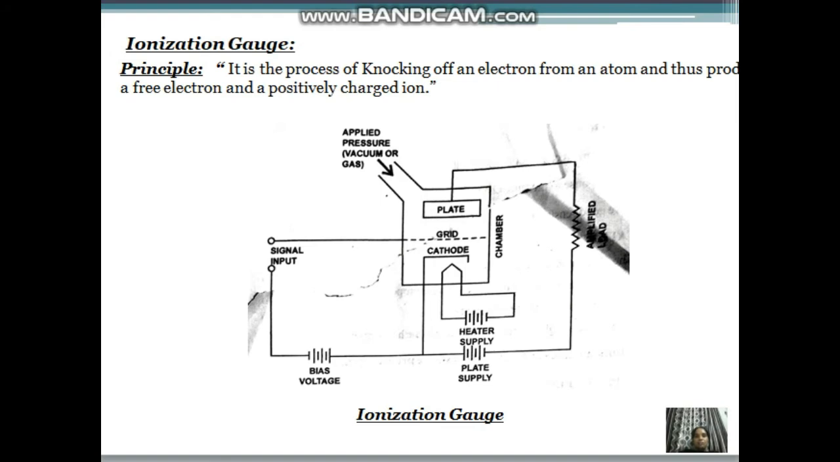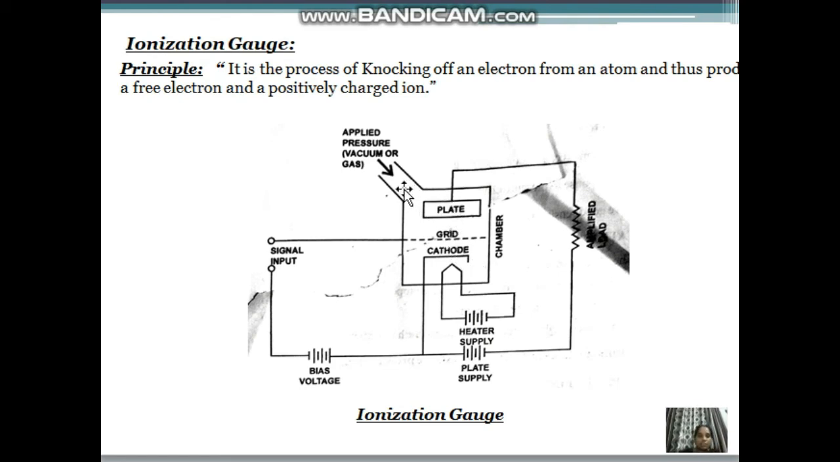Next pressure measurement device is ionization gauge. So it works on the principle of ionization. So what is ionization? It is the process of knocking off an electron from an atom and thus producing a free electron and a positively charged ion. So on this principle, this will work. So if you see the construction of ionization gauge, you can see here a cathode, a grid and a plate. Okay, the plate, it is also called as anode, are placed inside a chamber.